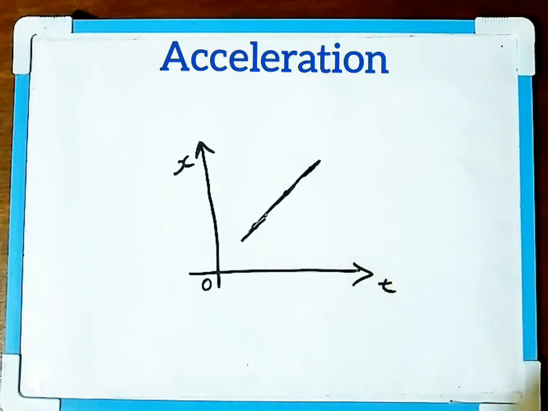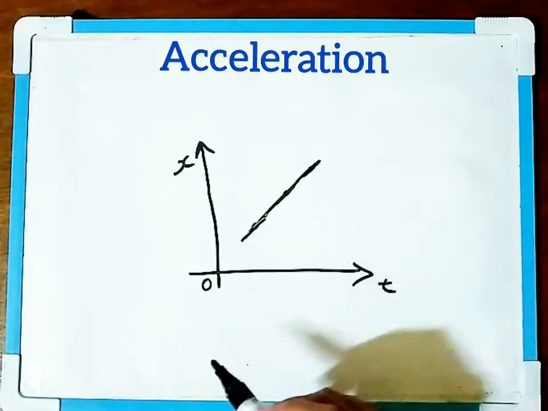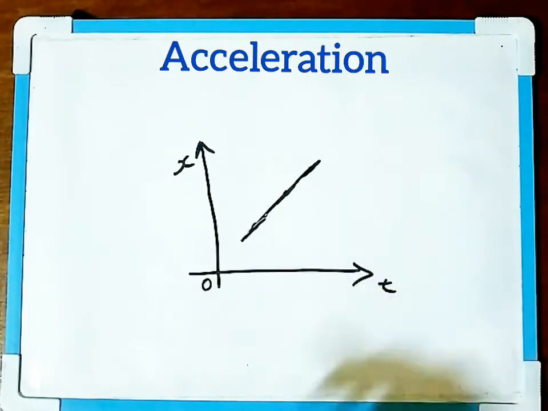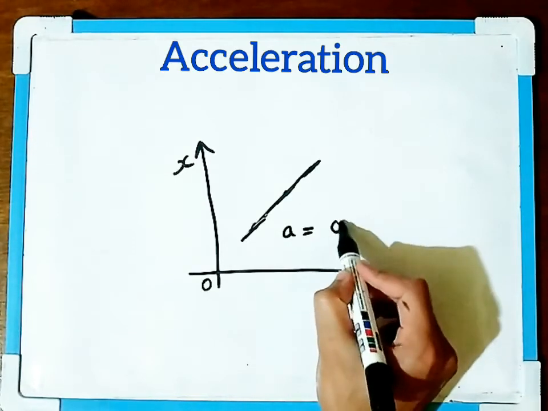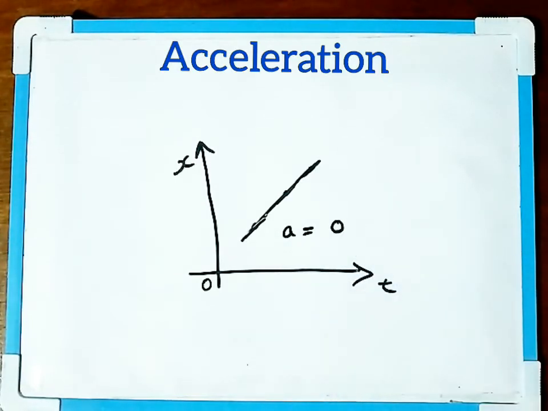So here you can see that the velocity is the same at this point and this point, and since it is a constant velocity, the acceleration will be 0. So this is a case of 0 acceleration. Hence your acceleration can be positive, negative or 0.